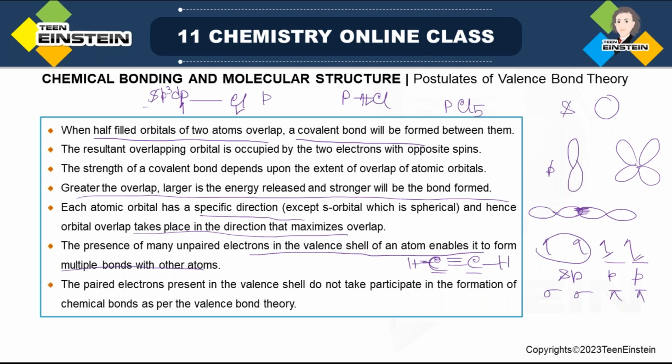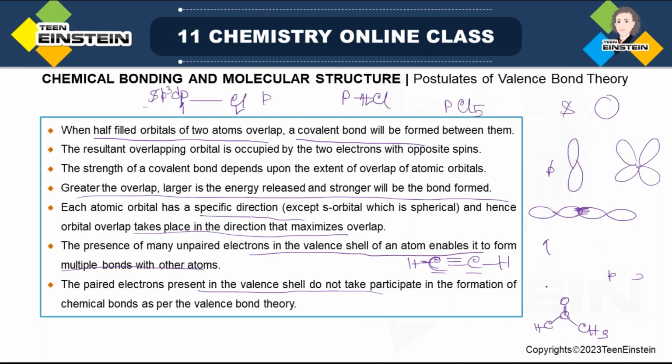The paired electrons present in the valence shell do not participate in the formation of chemical bonds as per the valence bond theory. So what does it mean? Suppose there are some electrons present as pairs of electrons. Just take the example of the acetone molecule in the previous slide, where you have seen the oxygen atom, which is sp2 hybridized. Remember this structure. So oxygen is sp2 hybridized, that is true, that is fine.